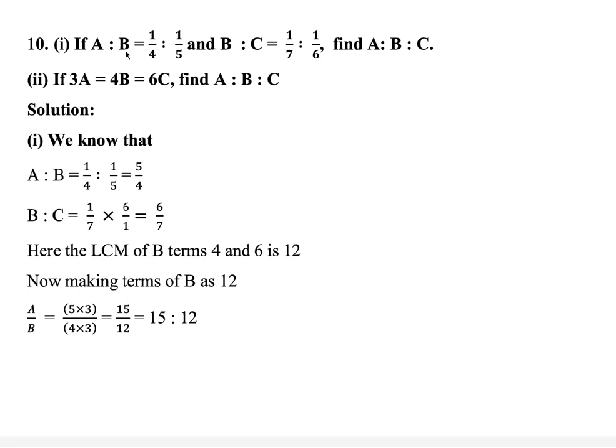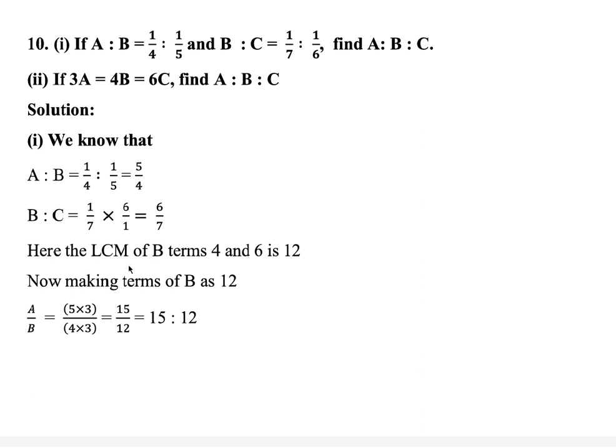If a is to b is equal to 1 by 4 is to 1 by 5 and b is to c is equal to 1 by 7 is to 1 by 6, find a is to b is to c. So how to do these types of sum? A is to b is equal to 1 by 4 is to 1 by 5. So that comes to the 5 by 4. B is to c is 1 by 7 is to 1 by 6. So that comes to ultimately 6 by 7.